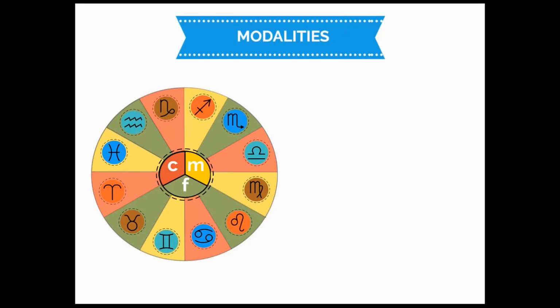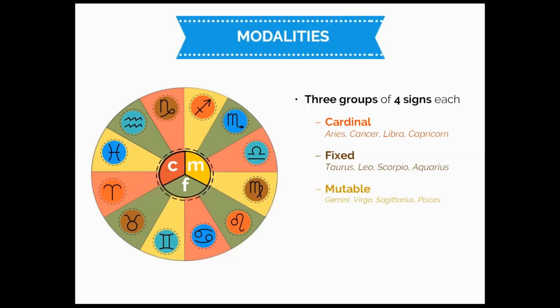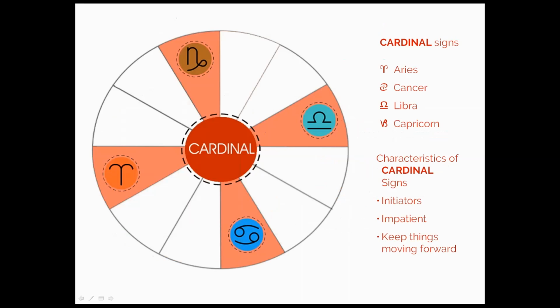Next, I break the signs down according to their modalities. The modalities are 3 groups with 4 signs each: cardinal, fixed, and mutable. And they describe your general approach to getting things done. The cardinal signs are Aries, Cancer, Libra, and Capricorn. And their characteristics are that they are initiators. They're a little bit impatient. They like to keep things moving forward.